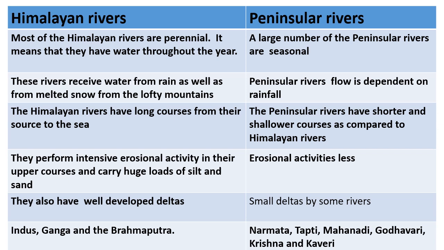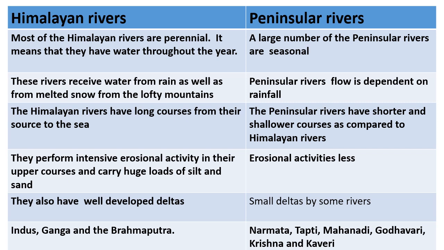Himalayan rivers. Most of the Himalayan rivers are perennial. It means that they have water throughout the year. But a large number of peninsular rivers are seasonal. Himalayan rivers receive water from rain as well as from melted snow from those lofty mountains. Peninsular rivers. Peninsular rivers' flow is dependent on rainfall.